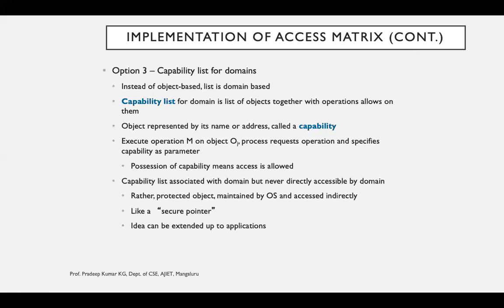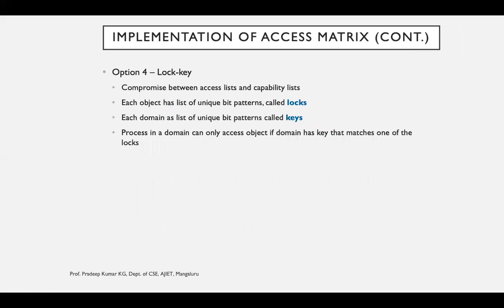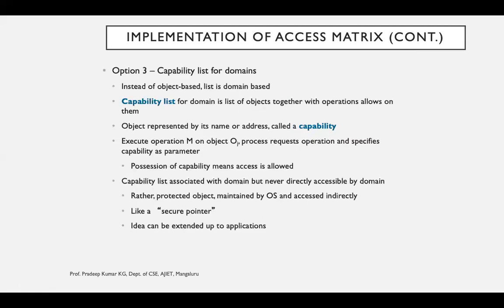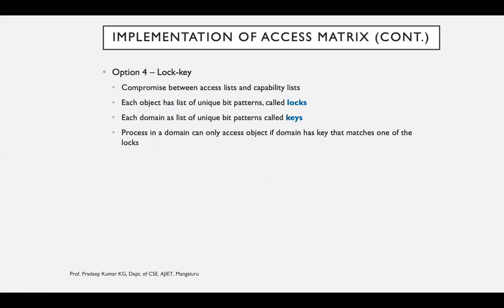On the other hand, while installing this, you agreed to all their terms and conditions. You do a tick mark on that particular checklist, whether you agree or disagree. While installing, it will give a prompt asking whether you agree or disagree. Right? So that is how it works. So the first one is global table, second one is access list, third one is capability list. Fourth one is lock key.